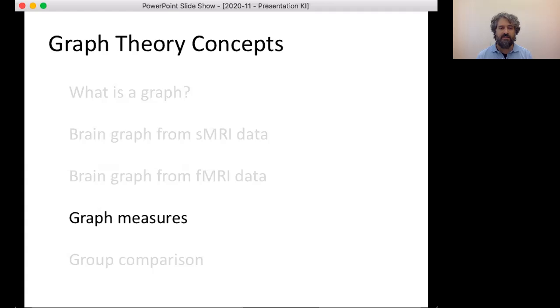Okay, now that we have seen how we can construct the connectivity matrices that we need to represent the graph, the question is, what can we do with these graphs? Well, what we can do is calculate some measures on these graphs. There are plenty of graph measures which represent different kinds of properties of the graph. Here I will give you some very simple examples.